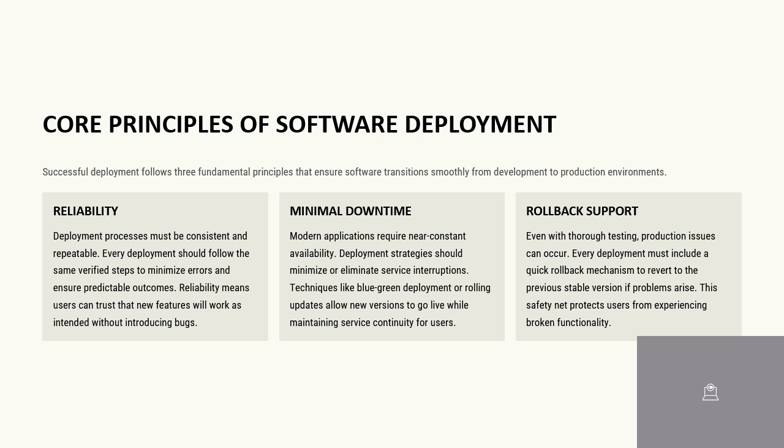When we have deployments or rolling updates which allow new versions to go live while maintaining service continuity for users, that would be the best. Now the third one is rollback support. If something goes wrong, we roll back to what was there earlier. We should revert to the previous stable version. That's the term: stable version. Every deployment must include a very quick rollback mechanism.